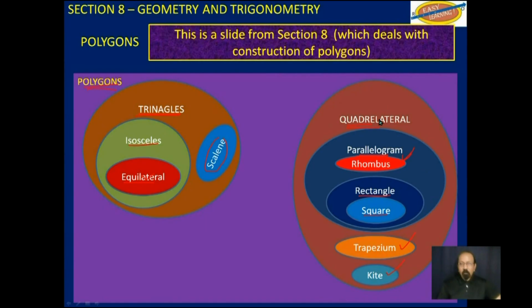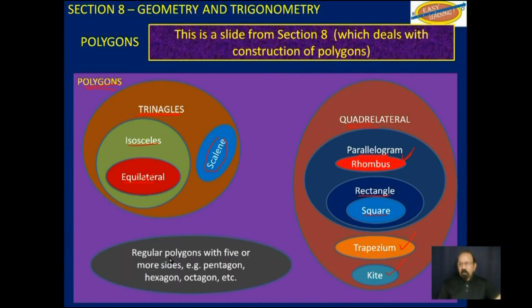They are all polygons. Then you have other regular polygons with 5 or more sides. Example, the pentagon, the hexagon, the octagon, and so on. And then, of course, you have irregular polygons with 3 or more sides. So those are all polygons.